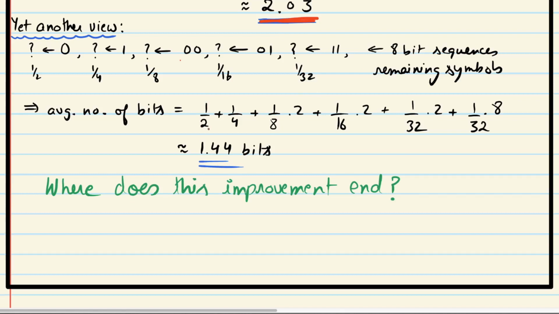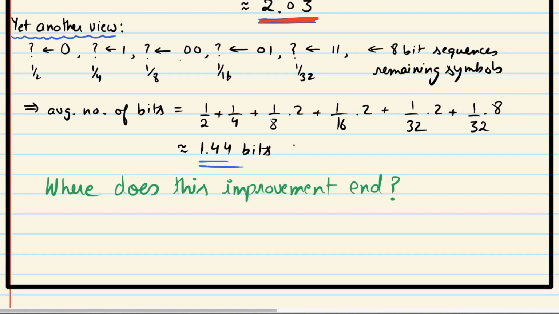With probability half, the length is 1. With probability 1/4 for this symbol, the length is 1. With probability 1/8, it's 2. 1/16, 2. 1/32, 2. And then all the remaining symbols have length 8. And you compute this. And this average length is the shortest we have seen so far. It's 1.44. Okay, it's a very small length.